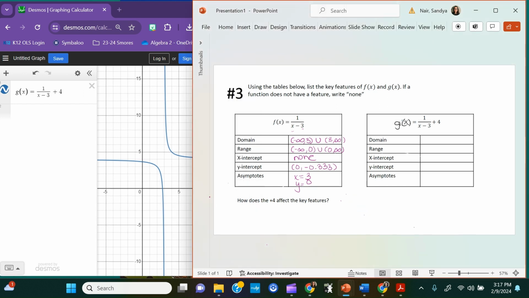The domain is once again going to be negative infinity to h. And you can see h is once again 3. So we have negative infinity to h, which is 3, and then from h to positive infinity, right? So 3 to positive infinity.